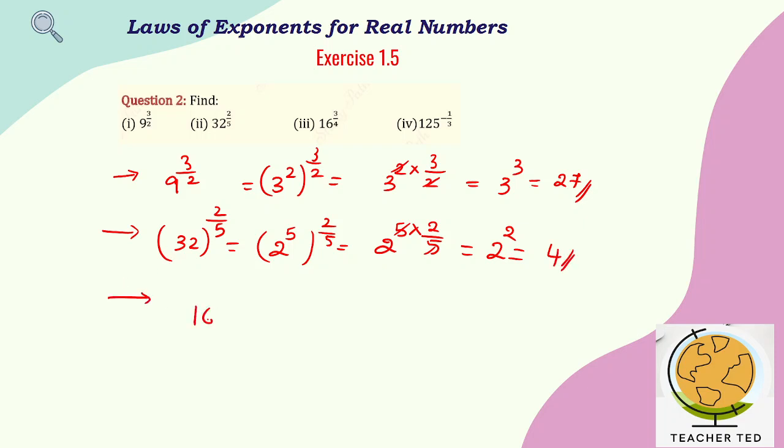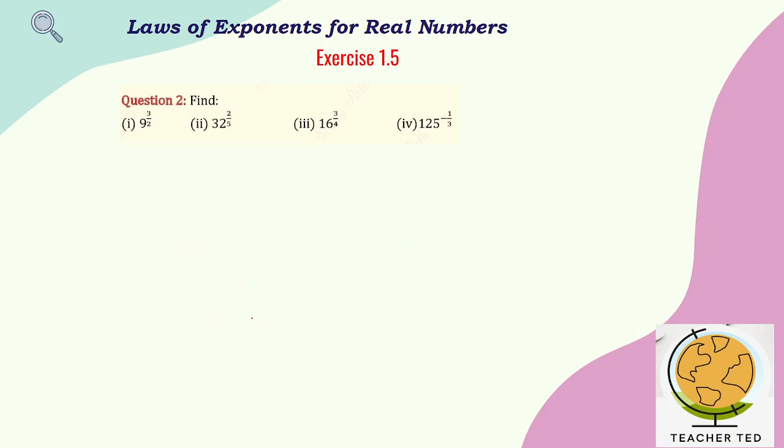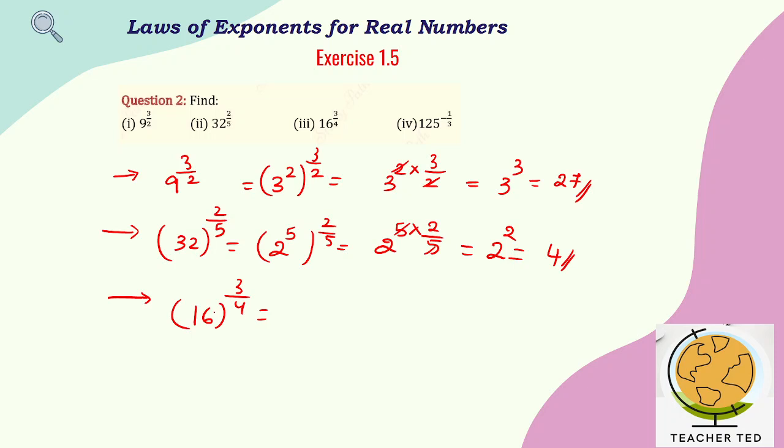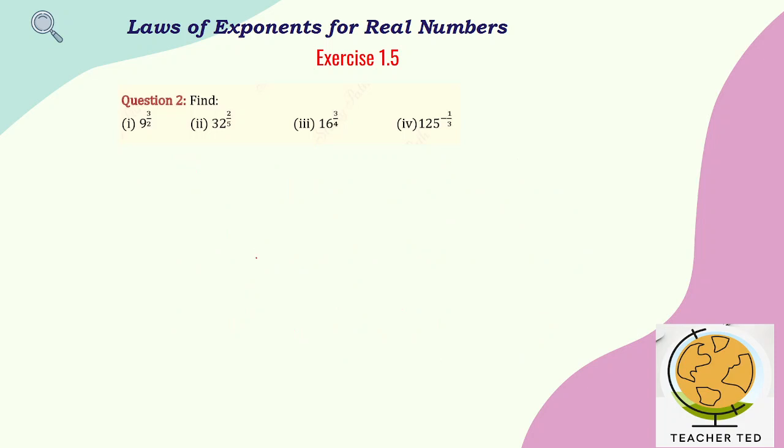The next one, 16 to the power of 3 by 4. Remember, you need to delete this 4. So for this, you need to take this number to the power of 4. So this number is 2 to the power of 4. 2 into 2 into 2 into 2 gives 16. Then 3 by 4, so 2 to the power of 4 into 3 by 4. The 4 gets cancelled. 2 cube is the one which is left here. 2 cube is 8. 2 2s are 4, 4 2s are 8.